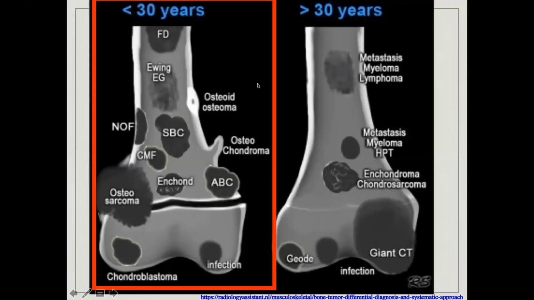Now let's see how it makes a differential change. So we are going to focus on this side of the chart. If the lesion is in the epiphysis, your diagnosis would usually be limited to very few differentials, which would be chondroblastoma or infection, right? If the lesion is in the metaphysis, then you can think of whether the lesion is aggressive or non-aggressive, and based on that: osteosarcoma, ABC, NOF, CMF, or enchondroma. Again, if you move down to the diaphysis, you might think of SBC, FD. If it's aggressive, then Ewing sarcoma, eosinophilic granuloma.